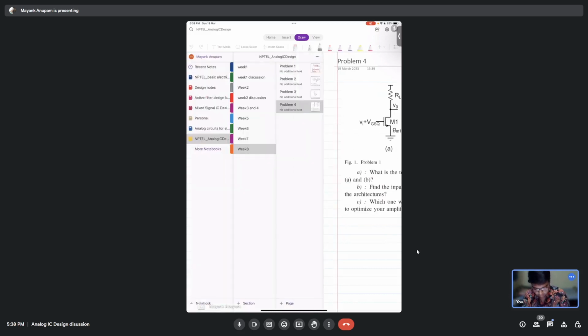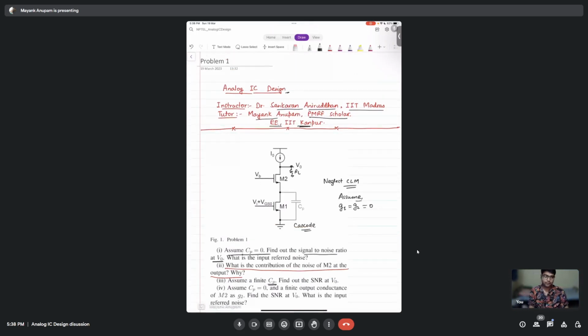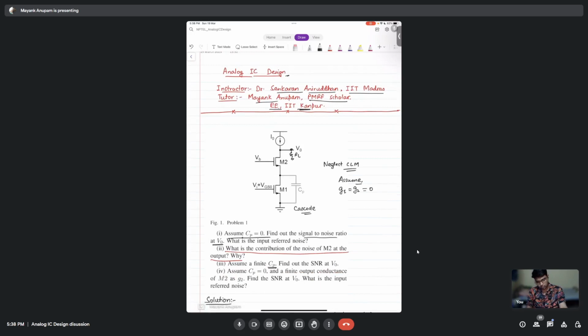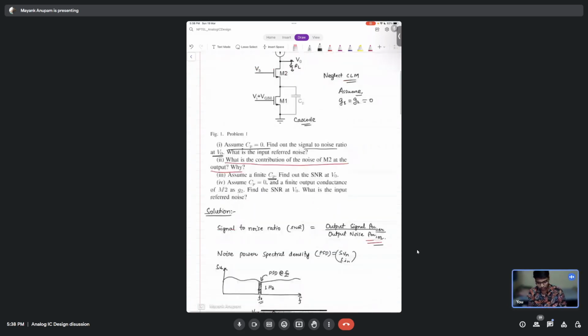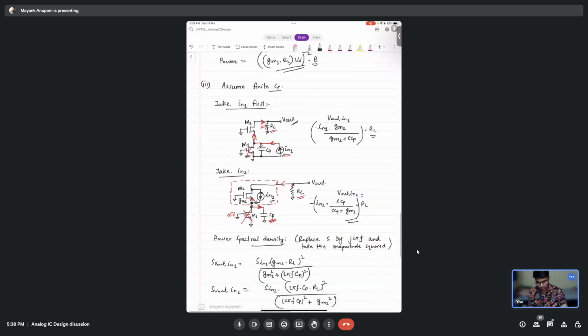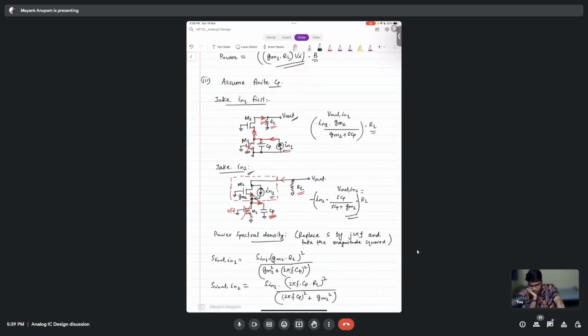Hello, sir. Sir, I have a doubt in question number one, part C. There we have divided the current I into and not considered the resistor RL in current division. Part C, finite CP, right? So let's come down here. There we have used the current division of I into, I out two, and we have not considered RL. CP and RL should be in series, no?